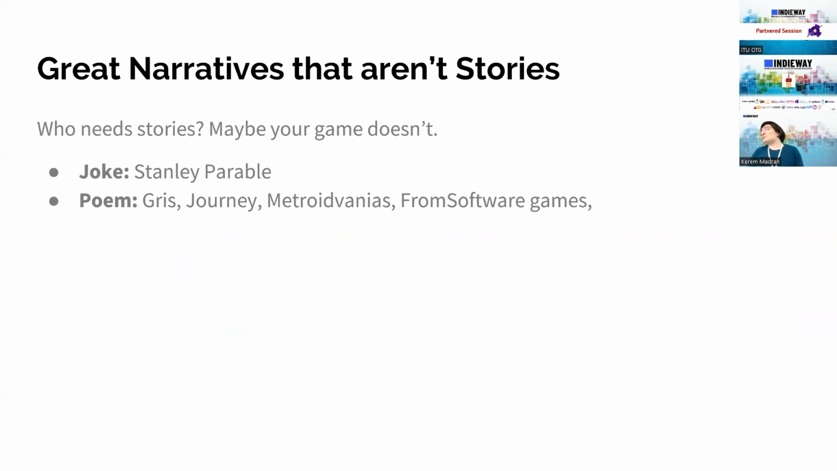And finally, let me tell you, maybe your narrative does not really need stories. It can be maybe a small joke. Stanley's Parable actually is maybe like a joke, or maybe your game can be close to a poem. Gris is an example for this. Gris is beautiful aesthetically and just makes you feel something, just gives you a melancholic environment. This is what it does.